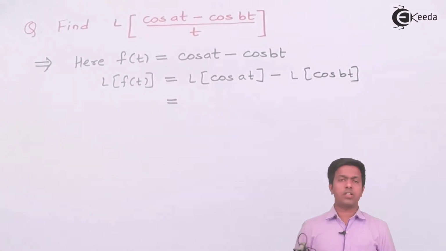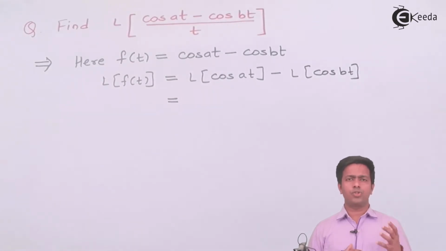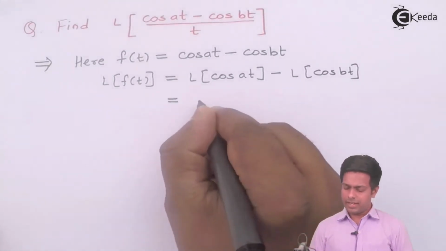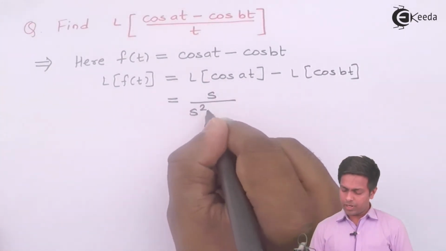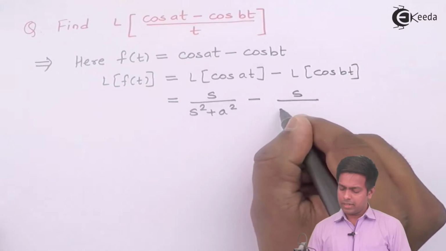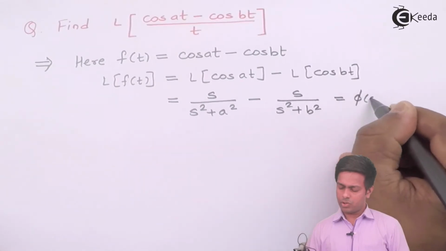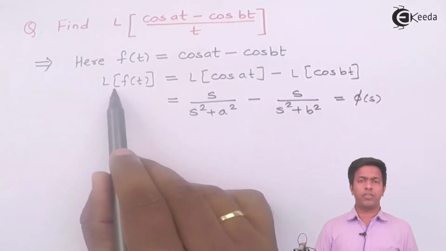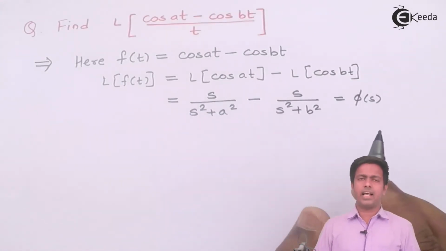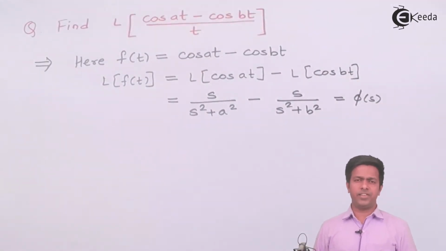Now what is Laplace of cos at? We have seen the formula in the previous video. If you don't know it, you should go back to the previous video and revise the formula very well. The answer of this is s upon s square plus a square, minus the Laplace of this, which is s upon s square plus b square. And I'll call this phi of s. As per the property, we call Laplace of f of t as phi of s, and we take this phi of s in the division by t theorem to integrate and get the answer for the Laplace of this whole function.